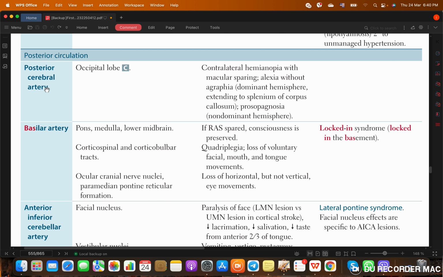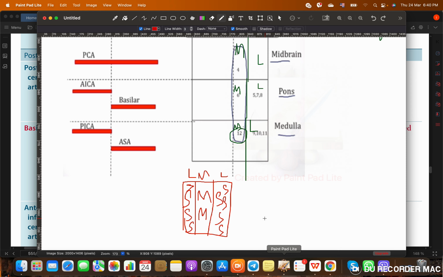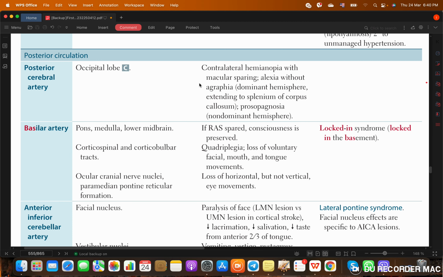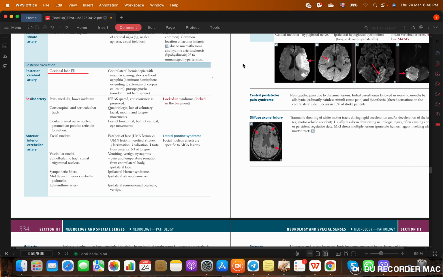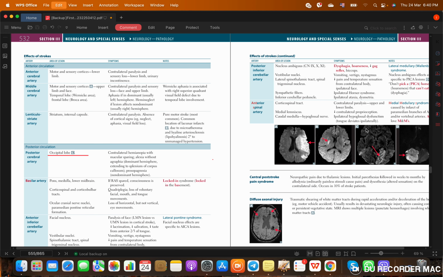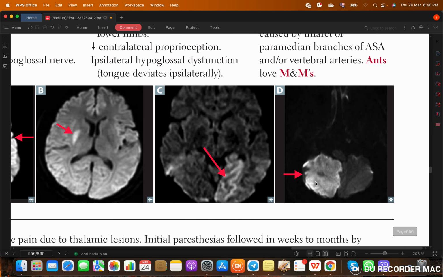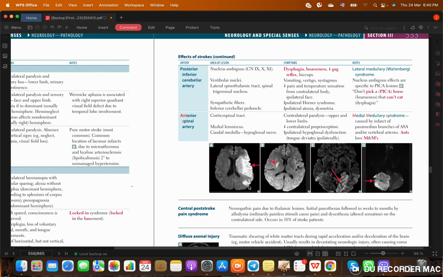The posterior cerebral artery. Which portion of the brain stem is supplied by it? Brain stem. I just showed you this picture. The midbrain, guys. The occipital lobe as well, that's correct, but mainly it's going to be the midbrain. You can see the infarction of it here.